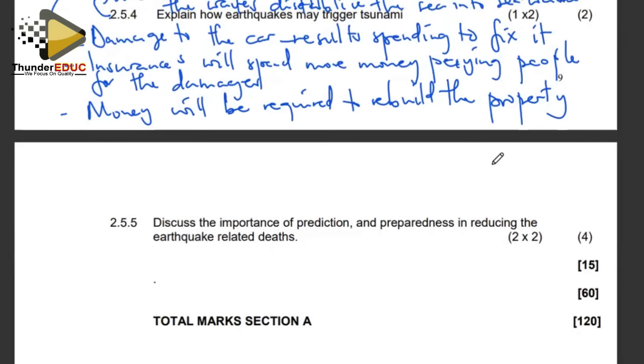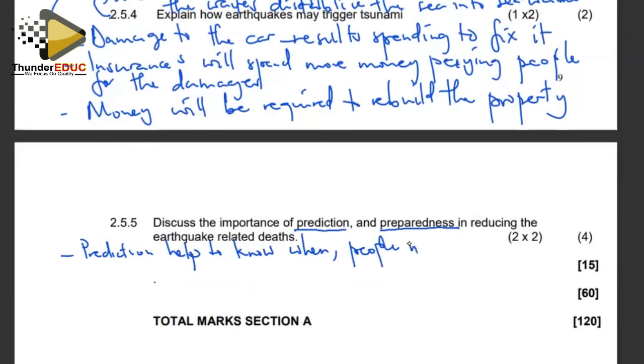Discuss the importance of prediction and preparedness in reducing earthquake-related death. We are looking at the importance of predicting and being prepared. Right, for example, prediction, it helps to know when people may avoid vulnerable areas.